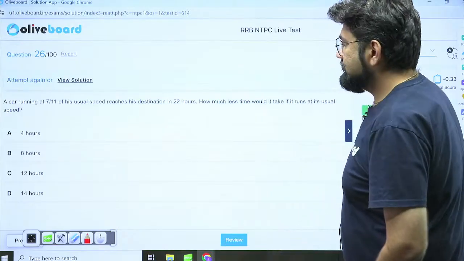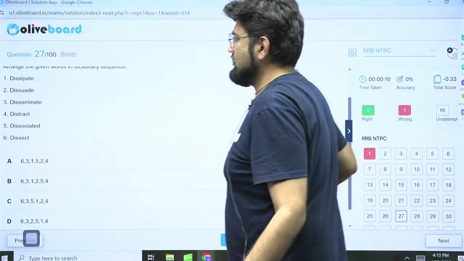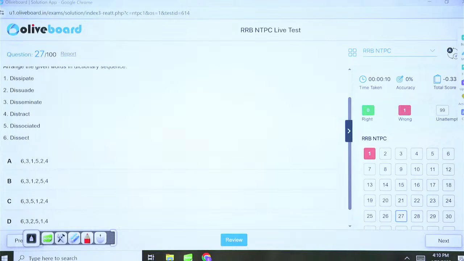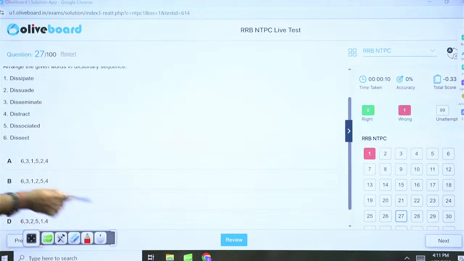26. 27. Dictionary sequence. Dissipate, dissuade, disseminate, distract, dissociated, dissect. This is an SSC previous year question. Try this. So look at the options straight away. The first is 6 and the second is 3. Delete 6 and 3 directly. Don't check it. Third position is 1, 5 and 2. Check. Dissipate, dissuade, dissociated. So dissi, this is 9, dissu, this is 21, disso, this is 15. So obviously 9 will come first, 1 will come first. These both are gone. After 1, now we'll check for 5 and 2. Between 5 and 2, we already know 5 is going to come first. So option A is the correct answer.